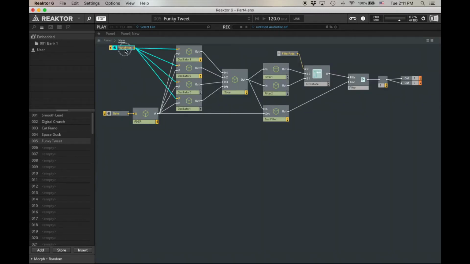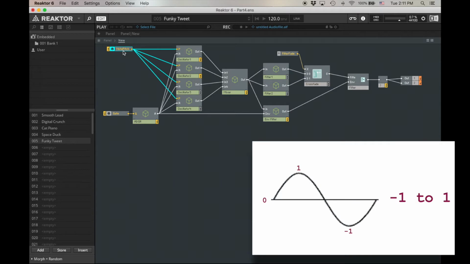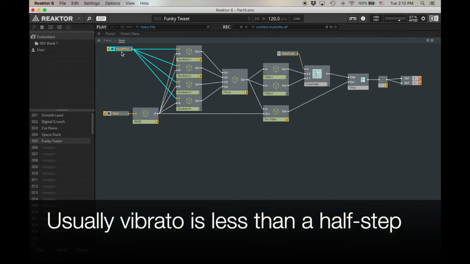We know I have my note pitch coming in here, and we know that if we add an LFO, it's going to go from -1 up to 1. And so if we just take our note pitch, the pitch that we're playing on the keyboard, and add that varying signal that's going from -1 up to 1 and back down again, we can get a nice vibrato. Probably if it's going from -1 to 1, that will be too wide, but we'll add some controls to make it a little bit more subtle.